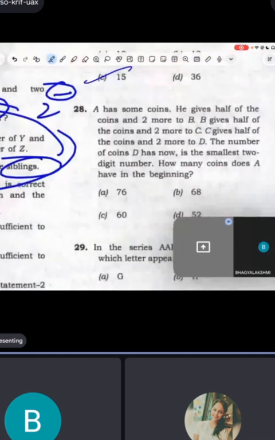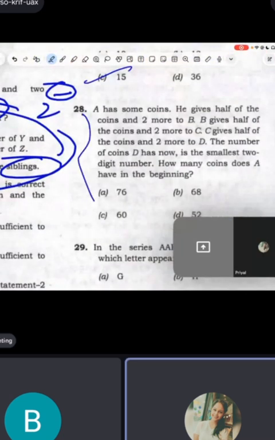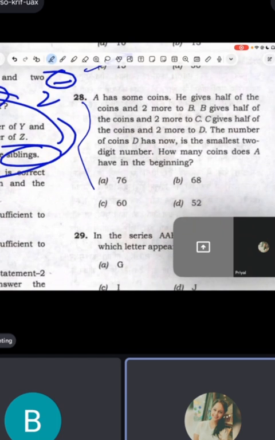Okay, next question. A has some coins. He gives half of the coins and two more to B. B gives half of the coins and two more to C. C gives half of the coins and two more to D. The number of coins D has now is the smallest two-digit number. And how many coins does A have in the beginning?